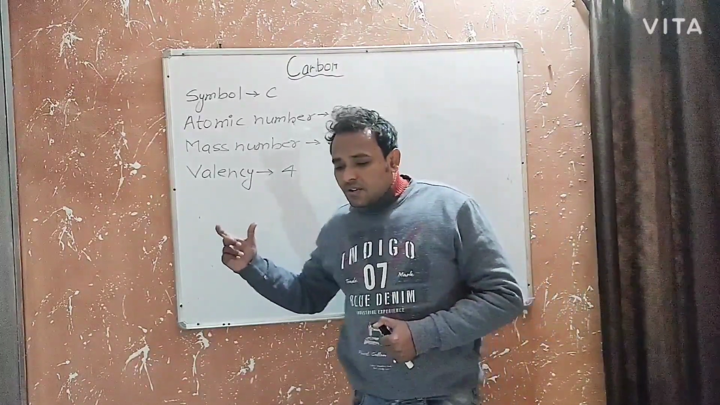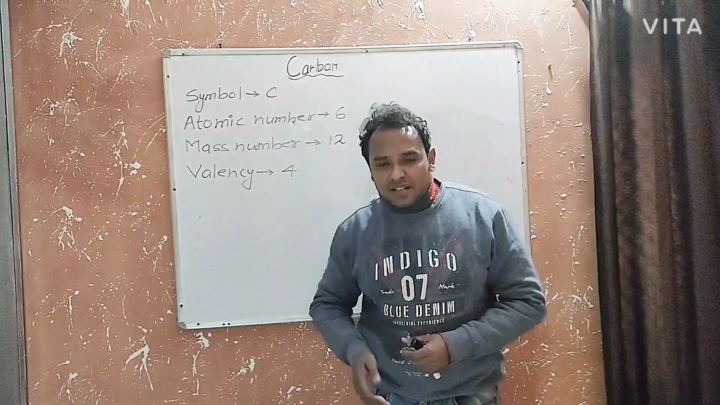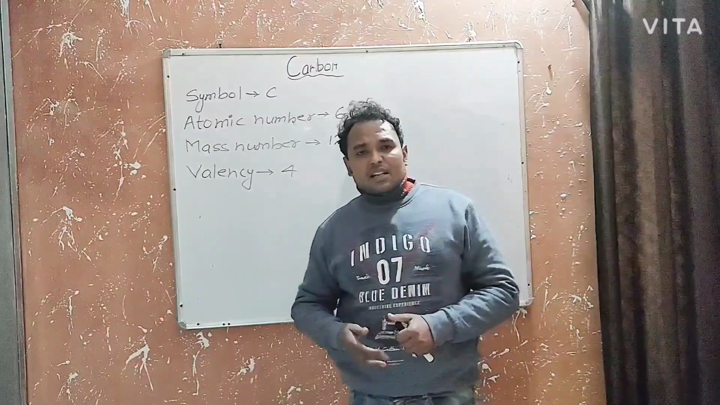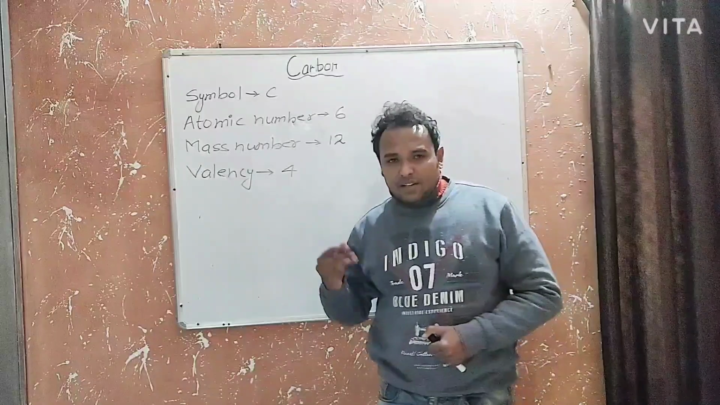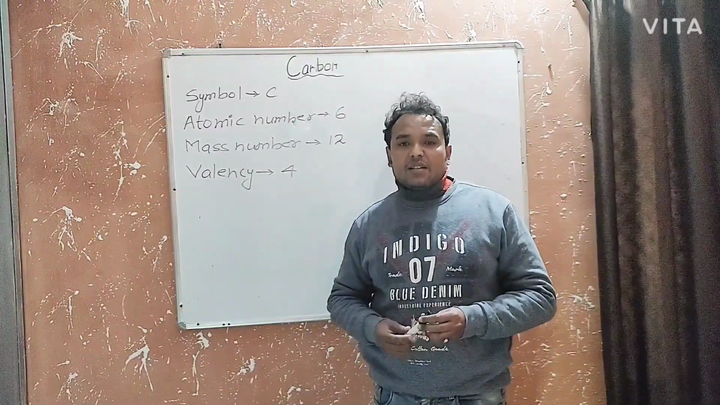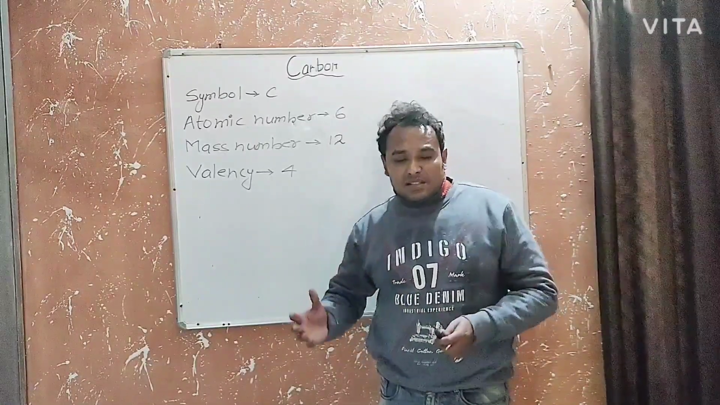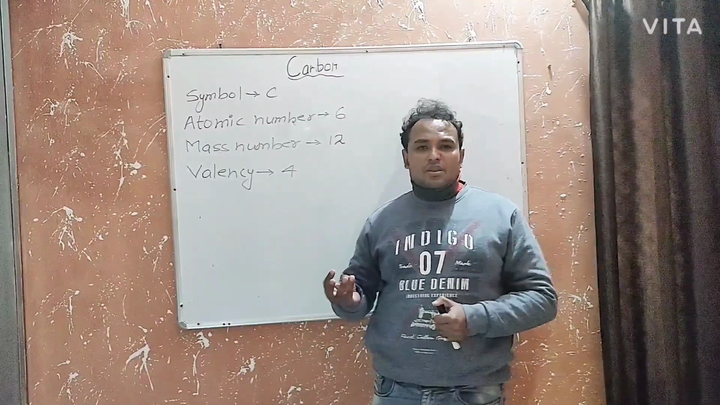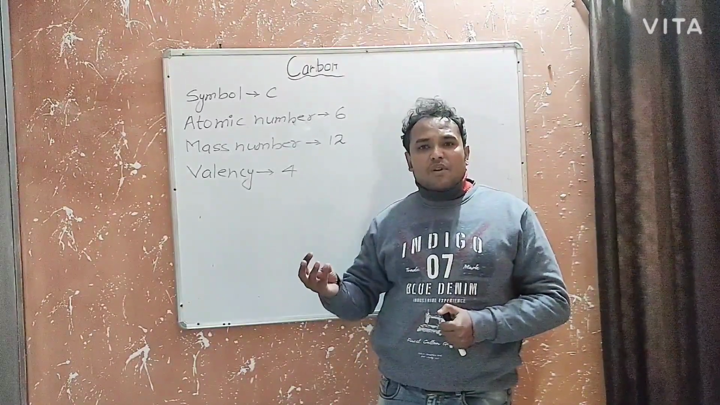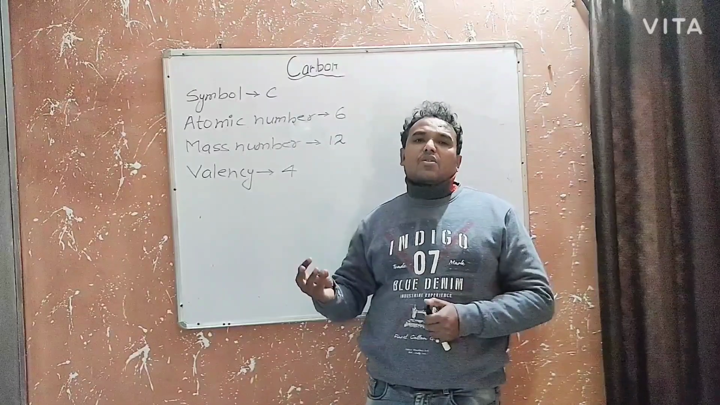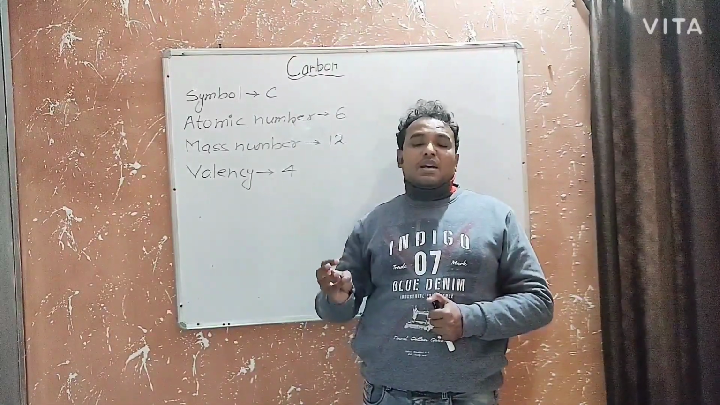If you see the occurrence of carbon, it occurs in both the free as well as the combined state. In the free state, it is found in the form of coal, diamond and graphite. While in the combined state, it is found in many materials like hydrocarbons. All the gases which are formed by carbon and hydrogen are called hydrocarbons. All the hydrocarbons are formed by carbon in the combined state.